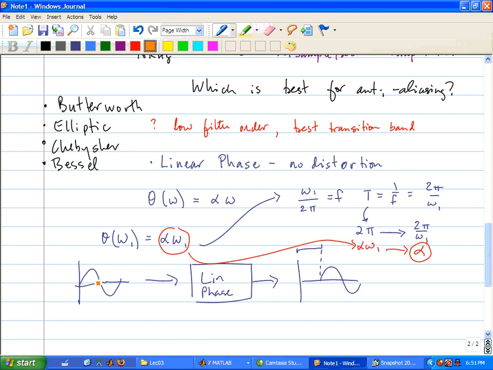So if we had this frequency, and this frequency, and let's pick a dark one, and this frequency, then on the far end they would all get shifted by exactly that same amount of time. That's alpha.